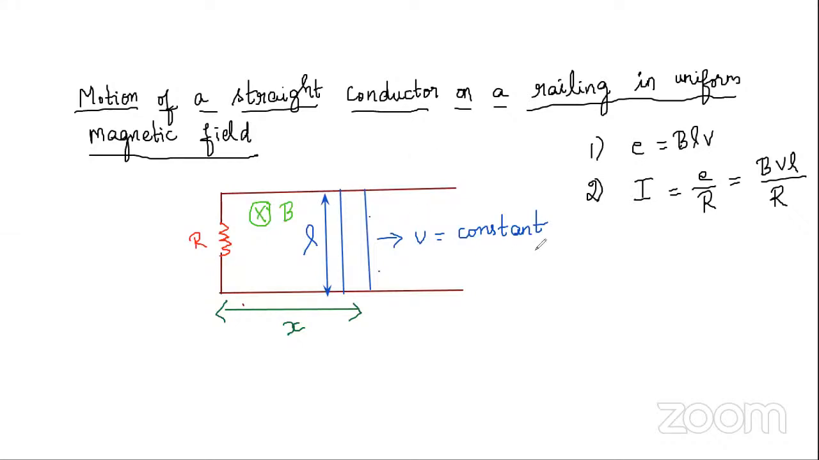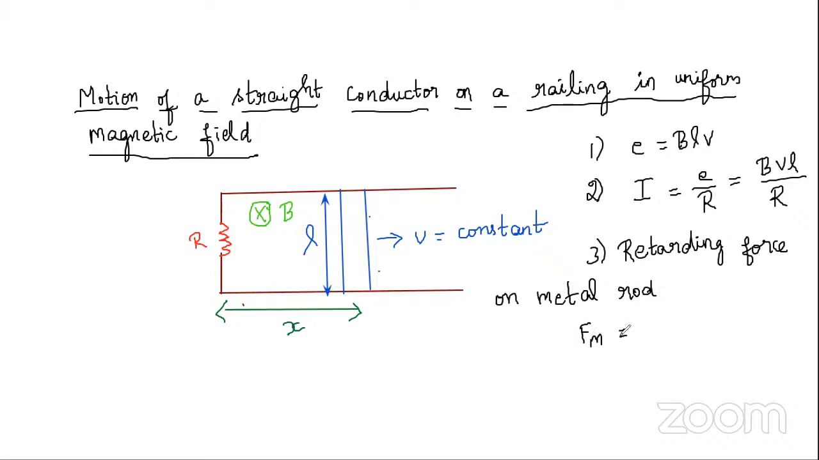So the retarding force exerted on the metal rod, that is represented as F suffix m, will be given by B squared L squared V divided by R. B squared L squared V divided by R.